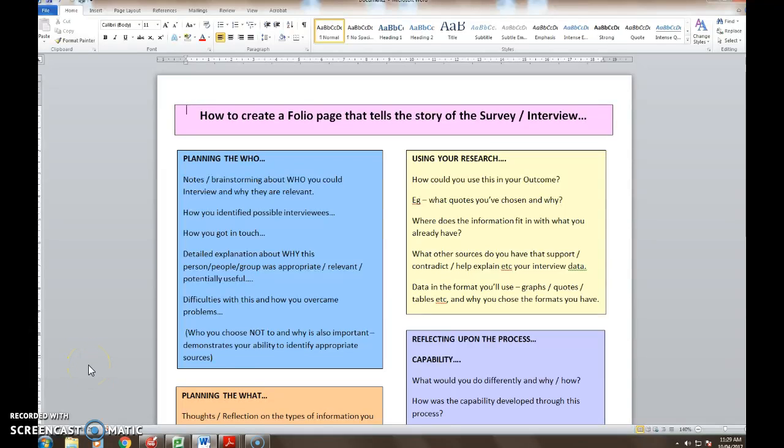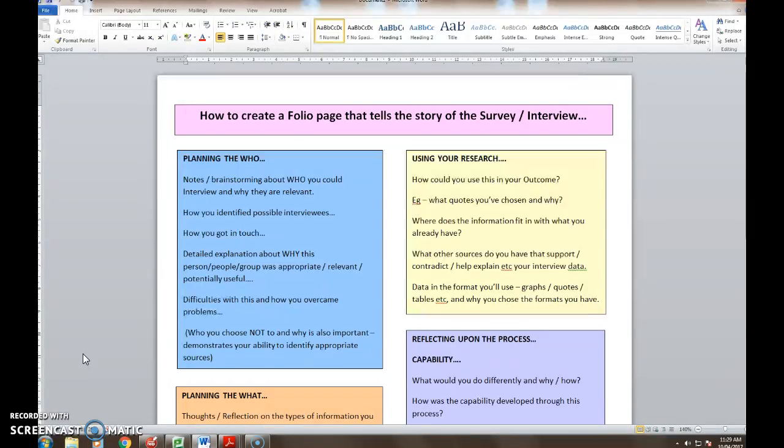Okay, I'm going to run you through how to put together a folio page or two that helps not just to demonstrate that you've done a survey or an interview, but actually helps you to better meet the performance standards and criteria in the folio.